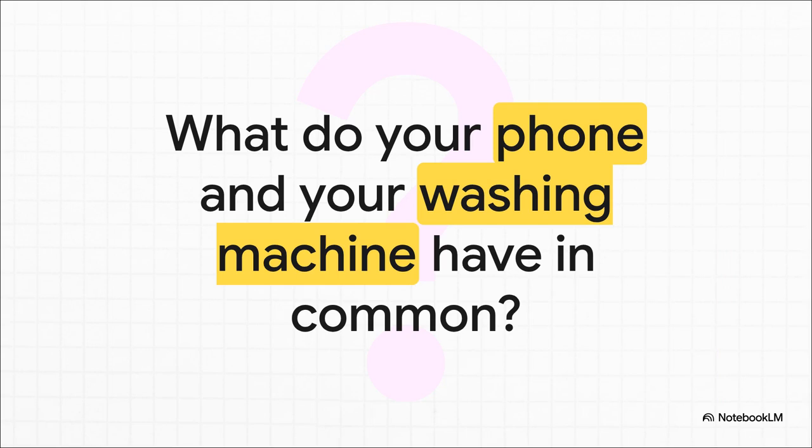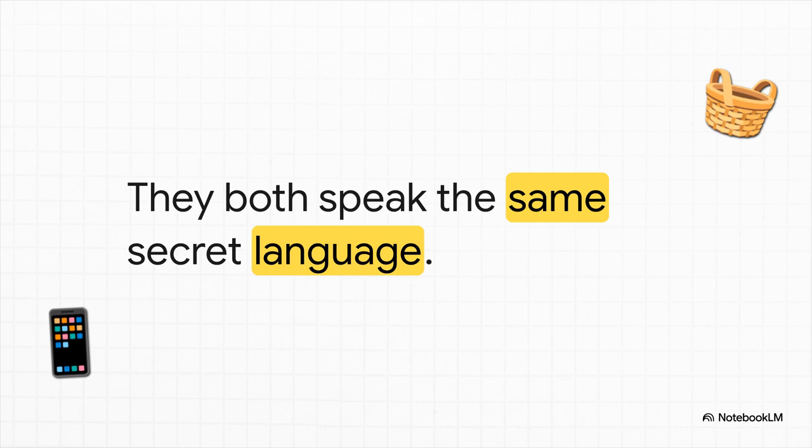All right, here's a fun one for you. Think about your smartphone. It's this incredibly complex, powerful device, and then you've got your washing machine. On the surface, they seem like they're from completely different planets. But what if I told you they share a fundamental secret? Yep, you heard that right. They both speak the exact same secret language.